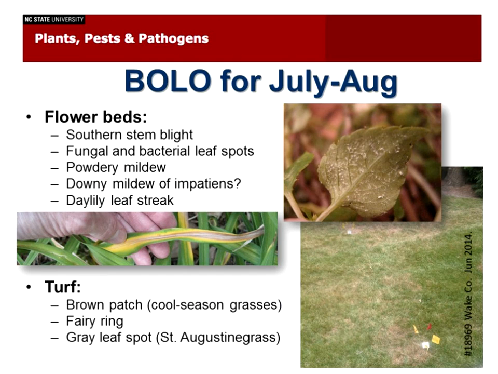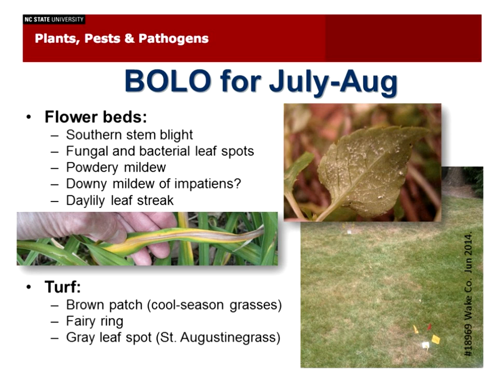On things that are not vegetables, you'll be wanting to keep an eye out for southern stem blight, fungal and bacterial leaf spots, powdery mildew in your flower beds, and I noticed there were a lot of impatiens for sale this spring, which surprised me a little because they had been down. And it'll be interesting to notice whether we get downy mildew on impatiens taking them out like it did a few years ago. And daylily leaf streak illustrated there in the photo, a perennial problem.